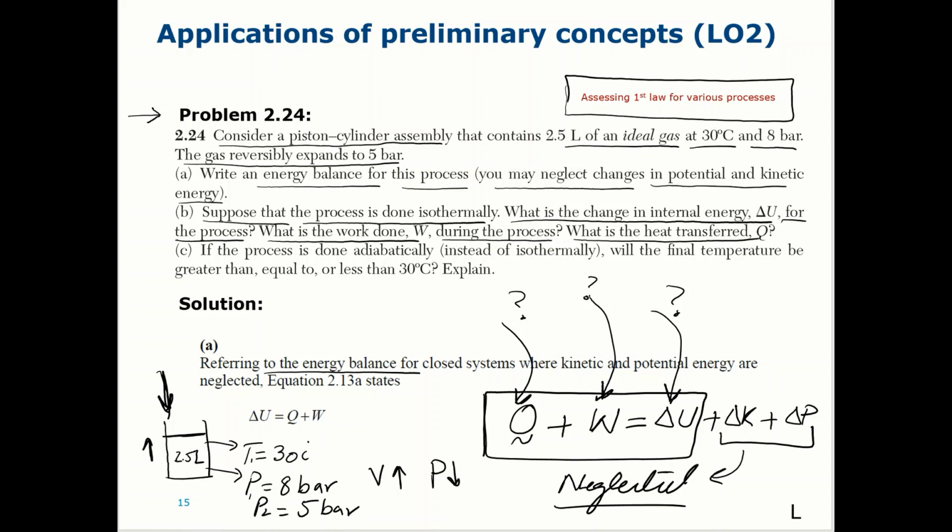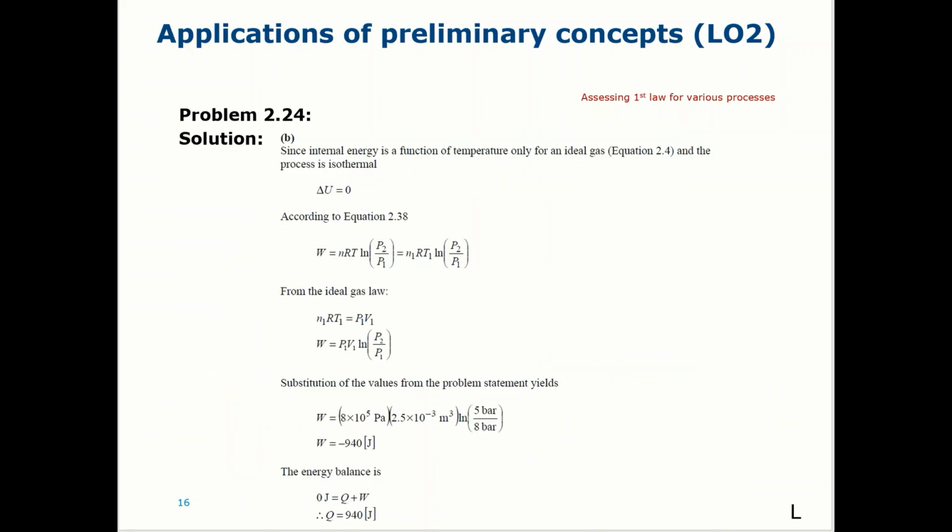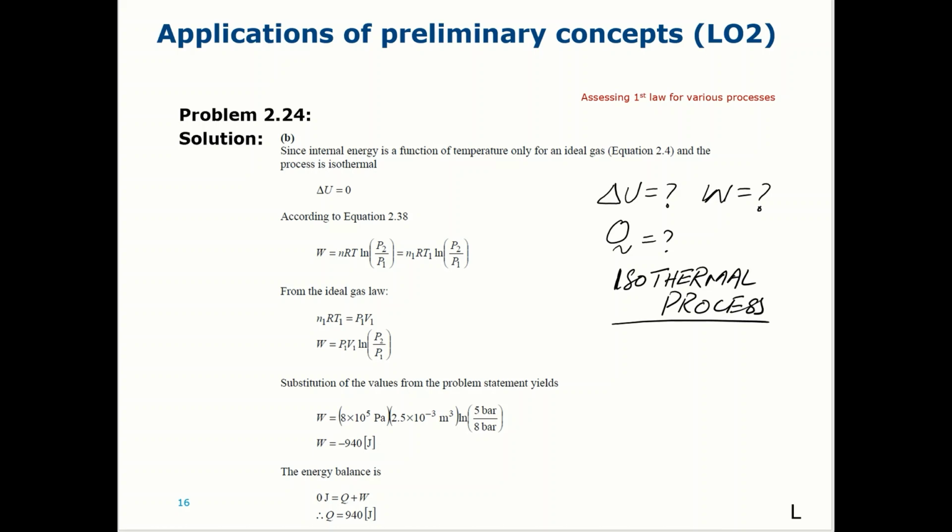Now this is the question, part B. In fact, part B has further parts as well. So let's see in detail. Now what you need to calculate: delta U, Q, and work. And remember, this is an isothermal process, meaning temperature remains constant.